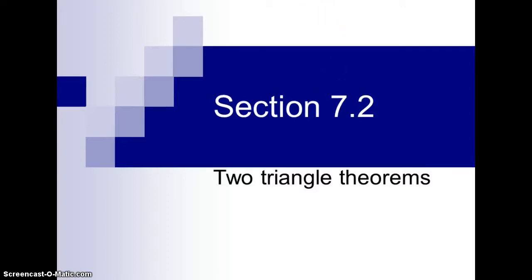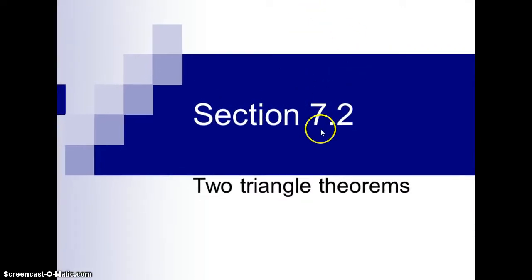Welcome to section 7.2, looking at two triangle theorems. Today we're going to focus on our final method on how to prove that triangles are congruent. But in order to do that, we have to know what the no-choice theorem says.